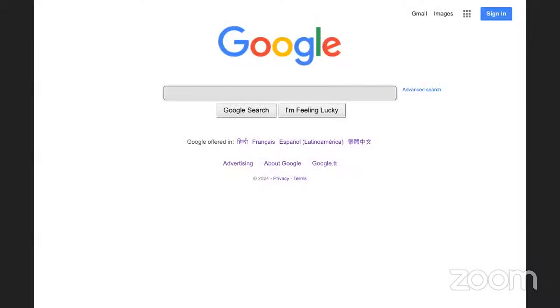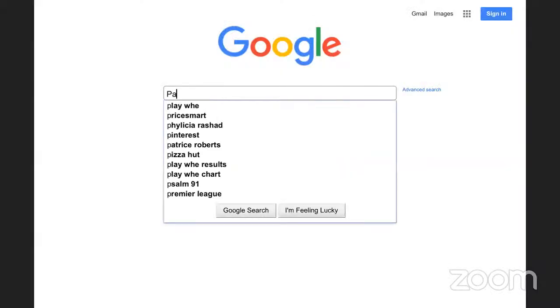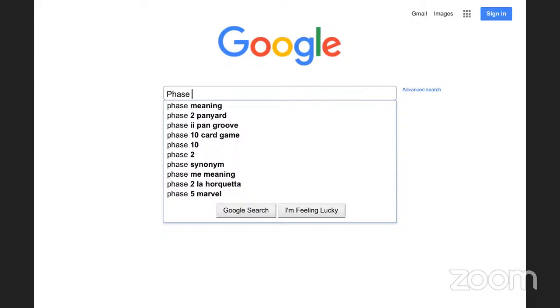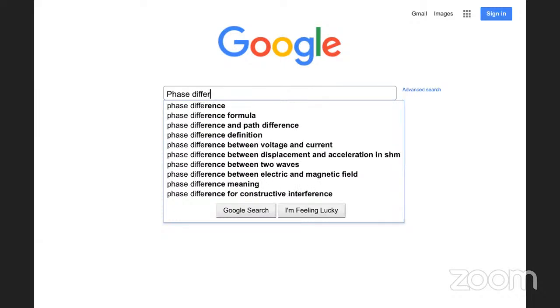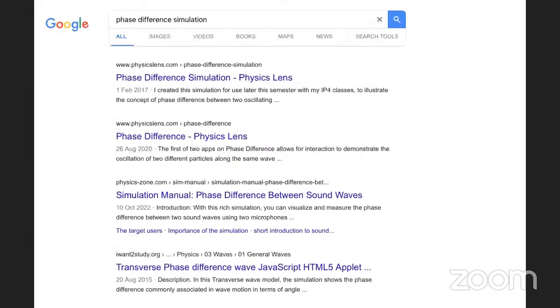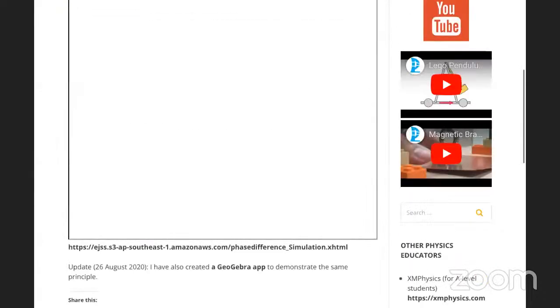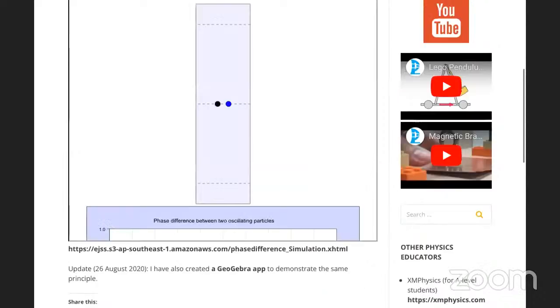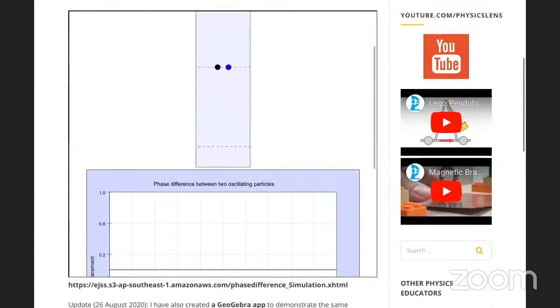All right, there's a simulation that gave me that graph. That's where I got it from. Let me see if I can get it back. Which one was it? Let me check out physics lens. I think this was it. Now look at this. How am I supposed to see the graph?